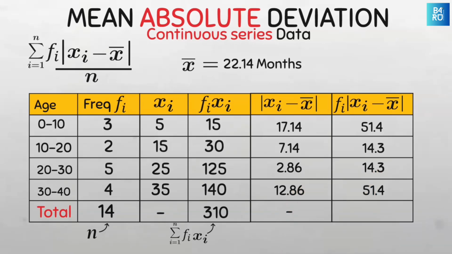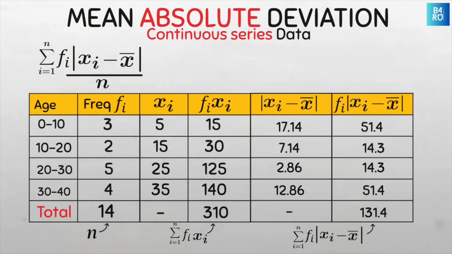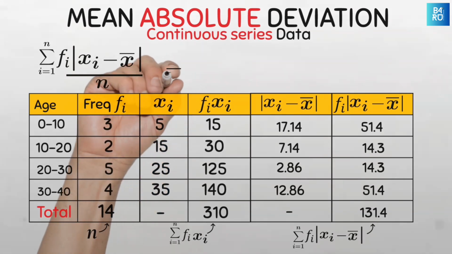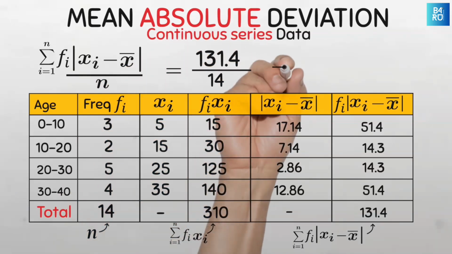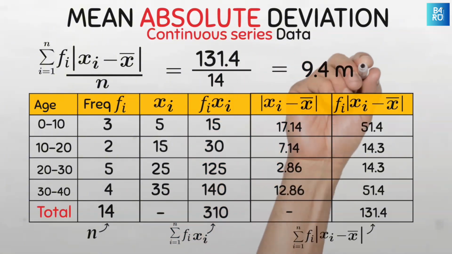Awesome. And if we add all these together, we will have 51.4 plus 14.3 plus 14.3 plus 51.4, giving us 131.4. And if you noticed, at this point, we already have the numerator of our formula. That's the sum of the product of each frequency and the absolute deviations of each value from the mean. Great. So the last thing we need to do now, according to the formula, is to divide this by the number of data values, or n. So we'll have 131.4 divided by 14, which will give a mean absolute deviation of 9.4 months.